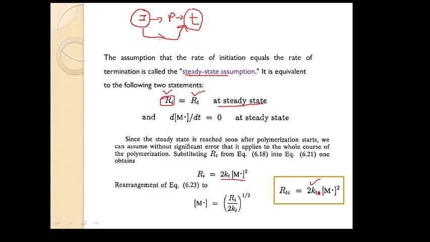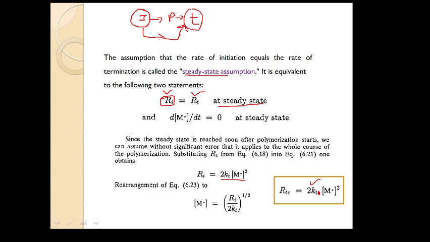So we represent this equation as Ri equal to 2 Kt into M dot. Just substitute the expression for Rt in this expression. We get 2 Kt into M dot squared. Now, rearrange this equation for M dot. If we take M dot on this side, M dot squared is equal to Ri divided by 2 Kt. And now we have to take the square root, because we have to find M dot. So M dot is equal to Ri divided by 2 Kt, raised to the power one half.